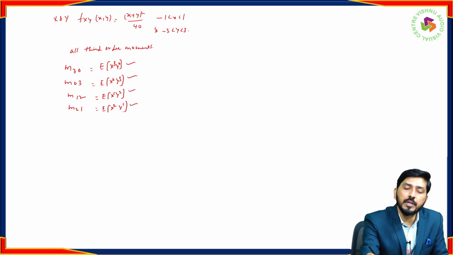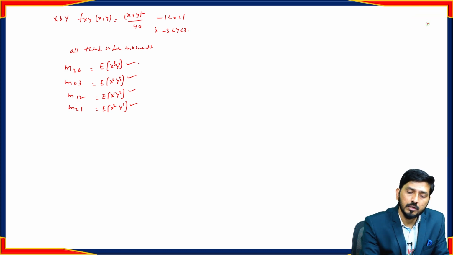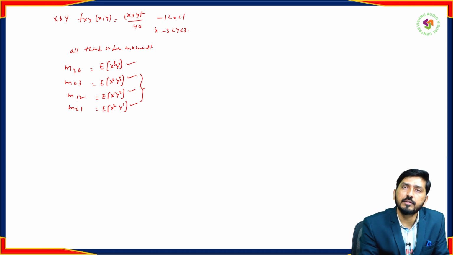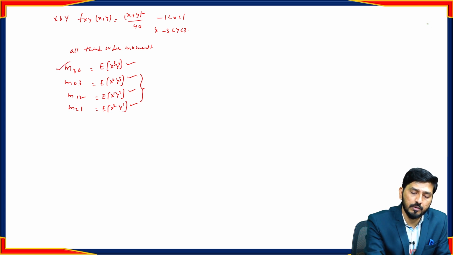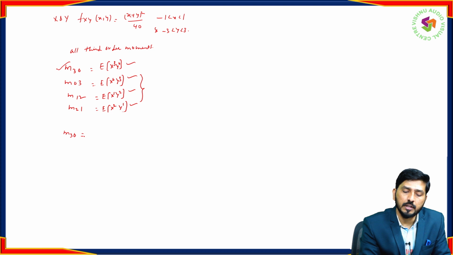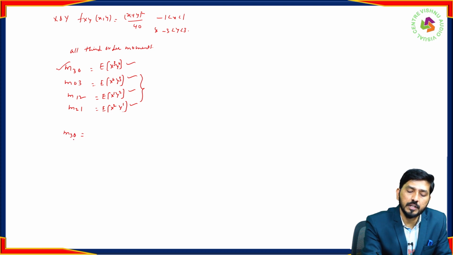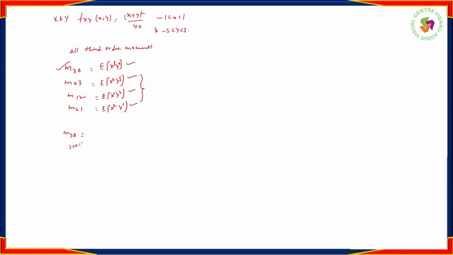So I will explain M30, so that based on that you can try these from your side and find what are the remaining three third order moments about origin. So now first we will consider M30. M30 is one of the third order moments, that is 3 plus 0 is equal to n plus k. The order is given as 3.